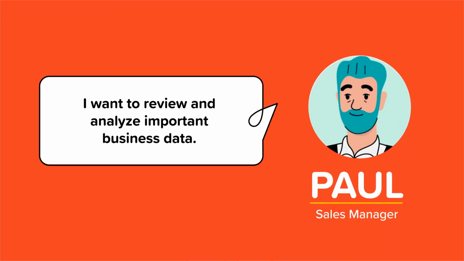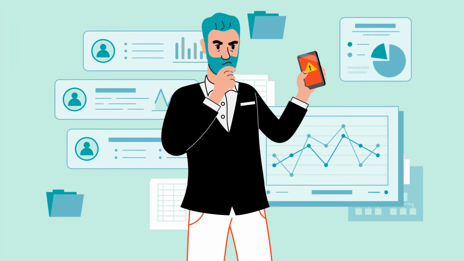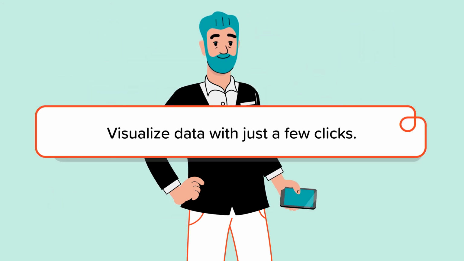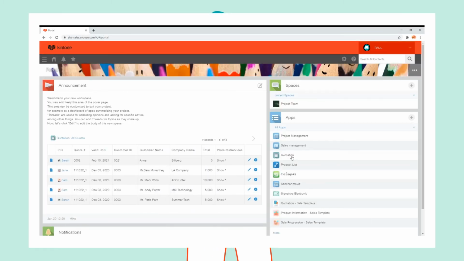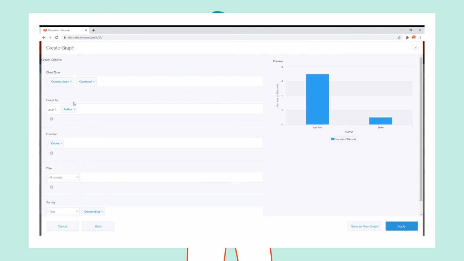Paul, a manager at his company, wants to keep track of each sales member's performance status and reward them accordingly. However, trying to repetitively do this in a spreadsheet can be a bit of a pain. But with just a few clicks in Kintone, visualizing data is made easy. From bar charts to pivot tables, Paul has several options to choose from to display data in a way that matches his preferences.